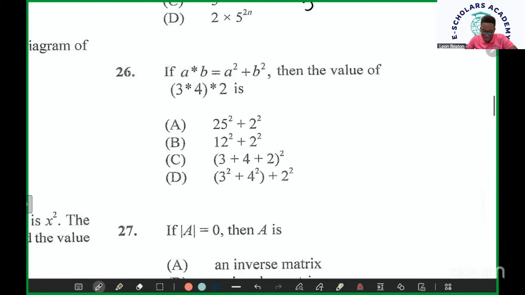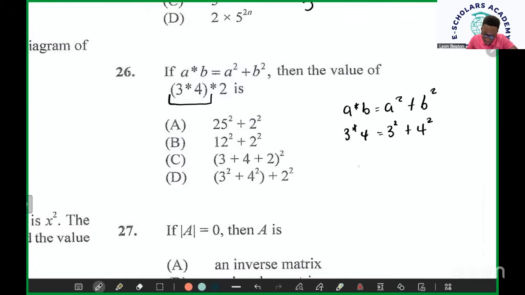All right, this one here. So we got a star b is equal to a squared plus b squared. So they want the value of this. So let's find the thing that is in the bracket for us. So this is 3 star 4. This is equal to 3 to the second power plus 4 to the second power. And then they want us to work with what is in this bracket, star 2.